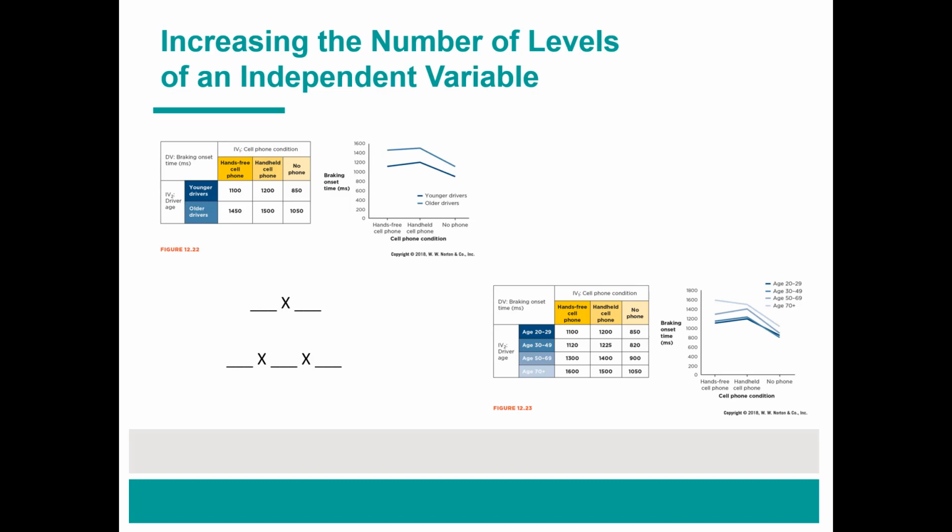This is presented in the bottom figure. There are 12 total cells, making it a 3 by 4 factorial design. Again, notice that since there are still only 2 independent variables, there are still only 2 blank spaces, but the number in them corresponds to the number of levels each variable has. The 3 corresponding to the variable levels in yellow, and the 4 corresponding to the variable levels in blue.